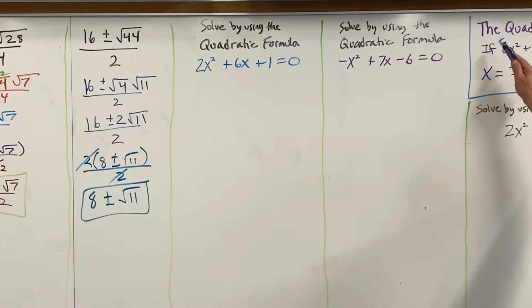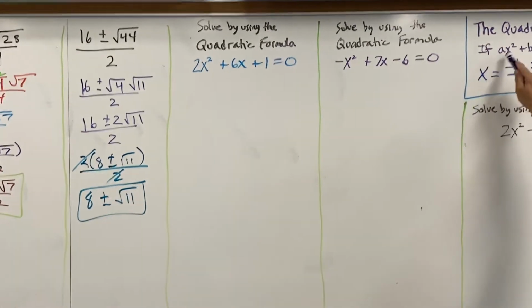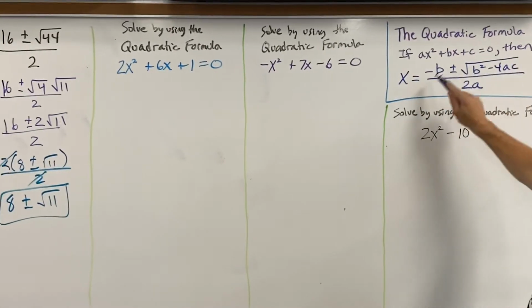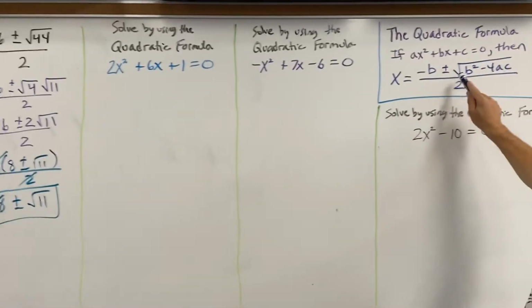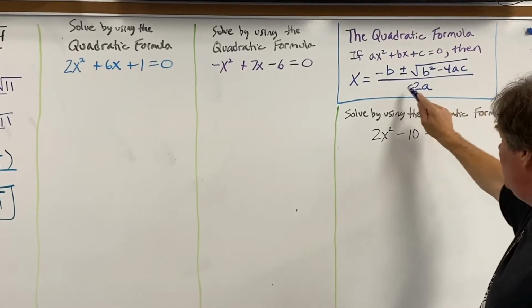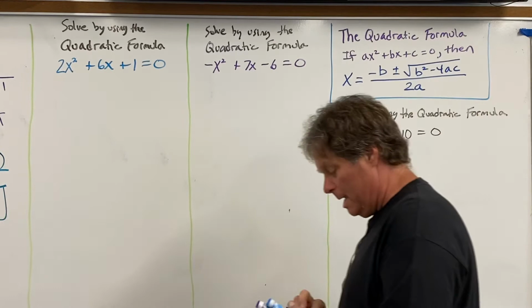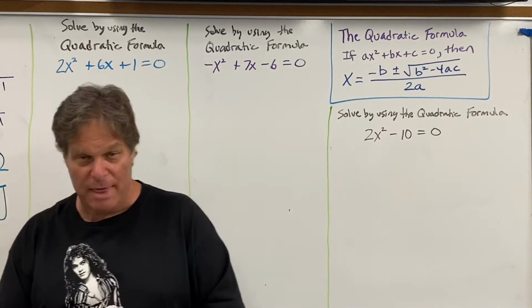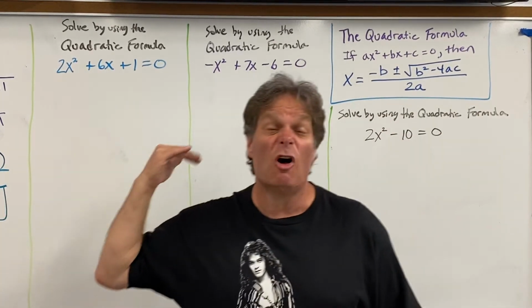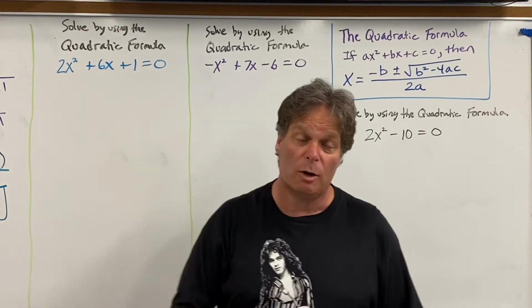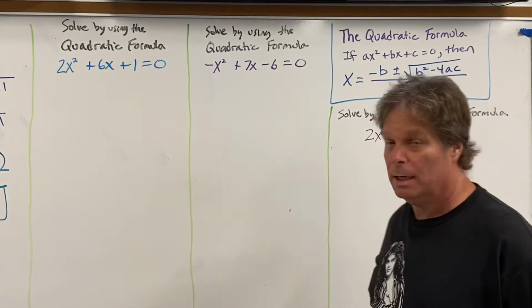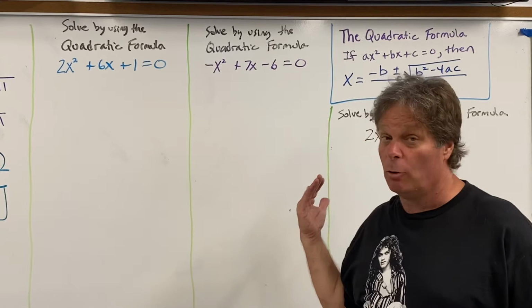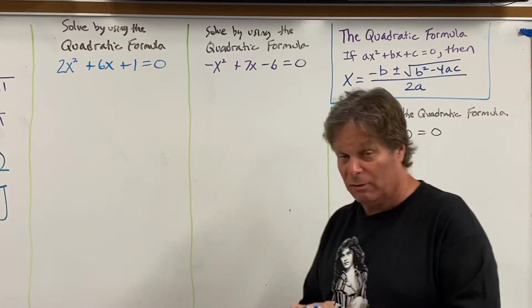It's so important, I wrote it right here, the quadratic formula. If ax squared plus bx plus c equals 0, then x is the opposite of b plus or minus the square root of b squared minus 4ac, the whole thing over 2a. This is how that works. First of all, you can solve any second degree equation by this formula. So factoring only works on some things. This works on all of them.